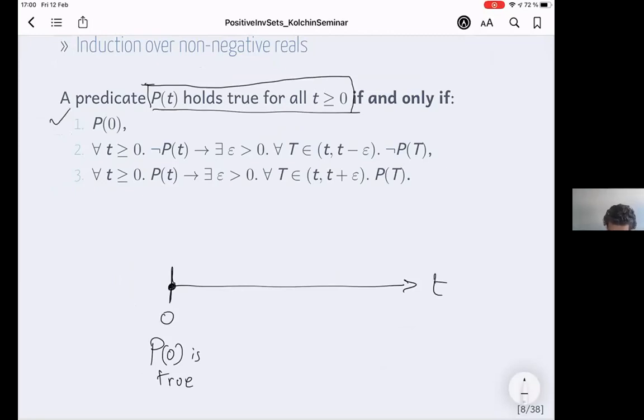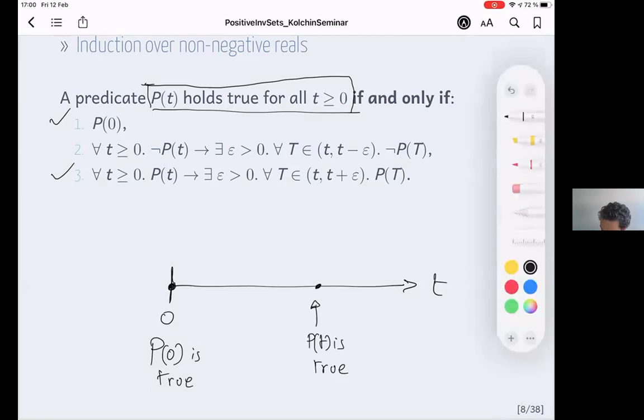Before going to the second one, I'm going to the third one. The third one is telling you that for all t greater than or equal to 0, if you are somewhere here, at some point t, and P of t is true there, then what this condition is telling you is that there exists some epsilon positive such that within this open set, P remains true. So any point you take on the line, you do have some open set right after it for which P holds true.